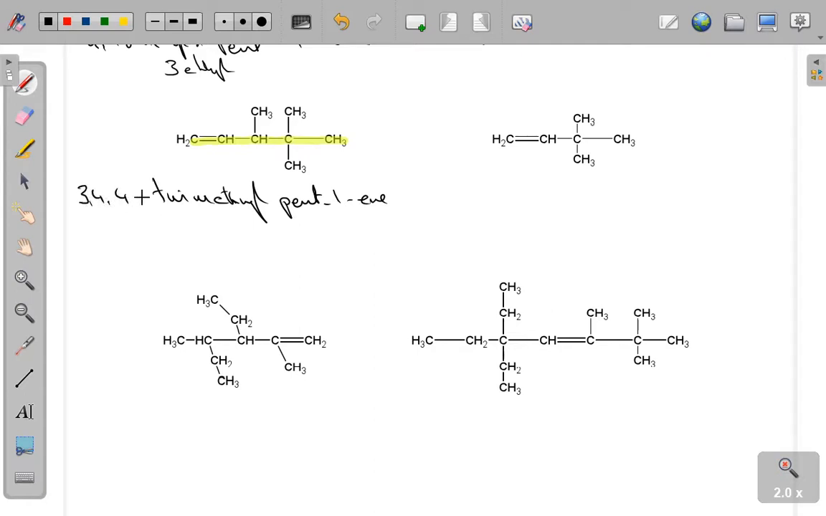Okay. Next one. 1, 2, 3, 4. They're going to be 4. So the longest chain is 4, and again, you can see it very easily. So this is butene. But where is it? But-1-ene.